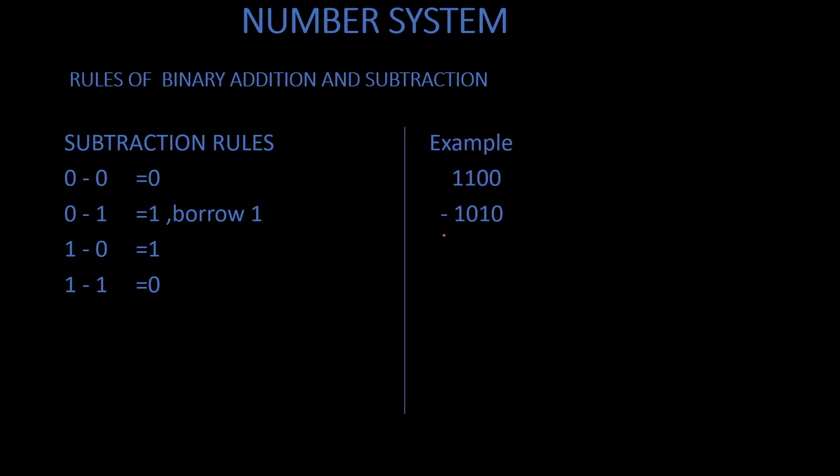And now, in this example, 0 minus 0 will be 0, and 0 minus 1 will be 1, and 1 minus 0 should be 1, but we have borrowed 1 from the left here, so there it will be 0 now. 0 minus 0 is 0, and 1 minus 1 is 0. Answer is 2.